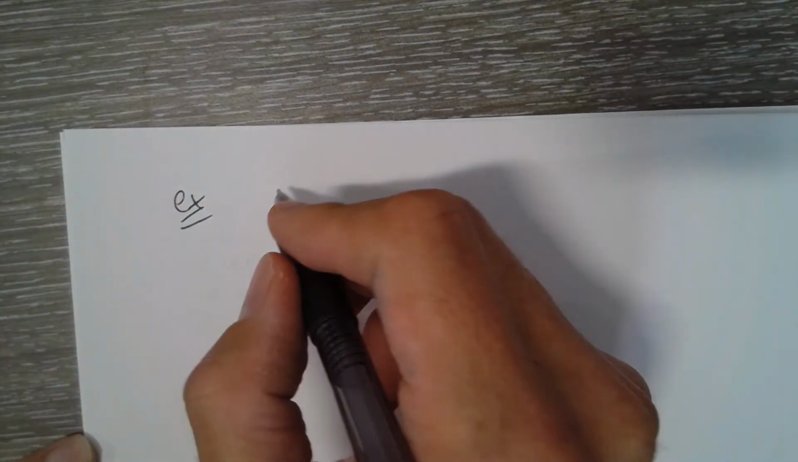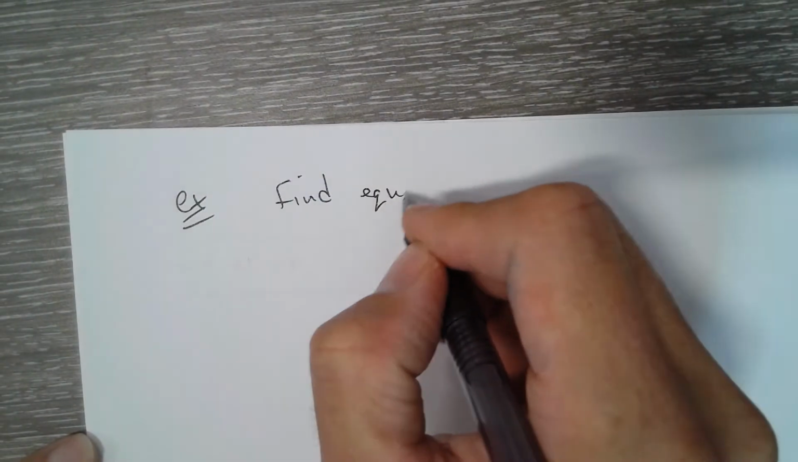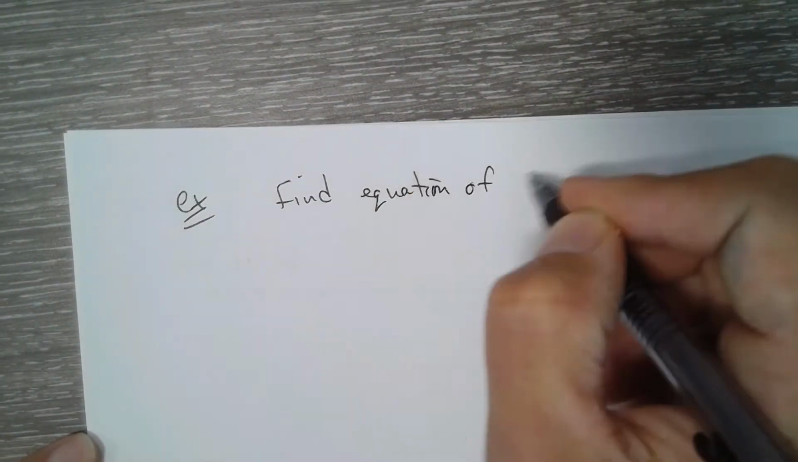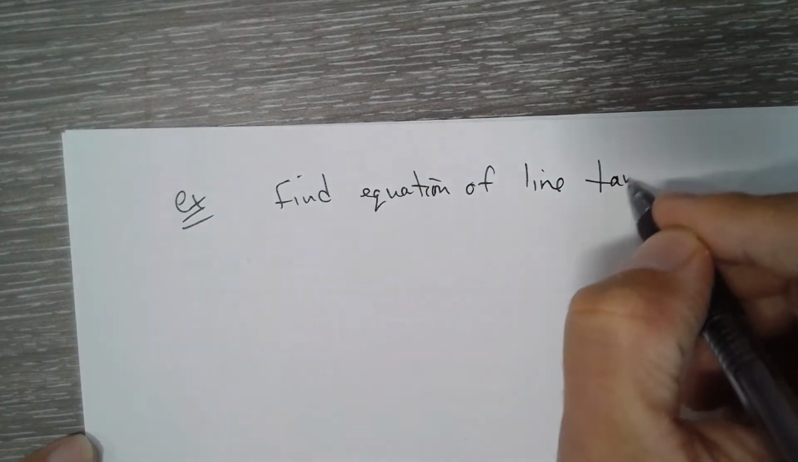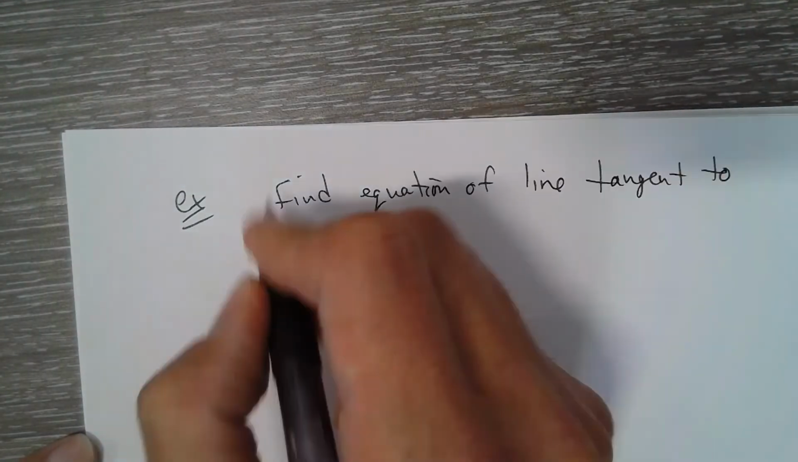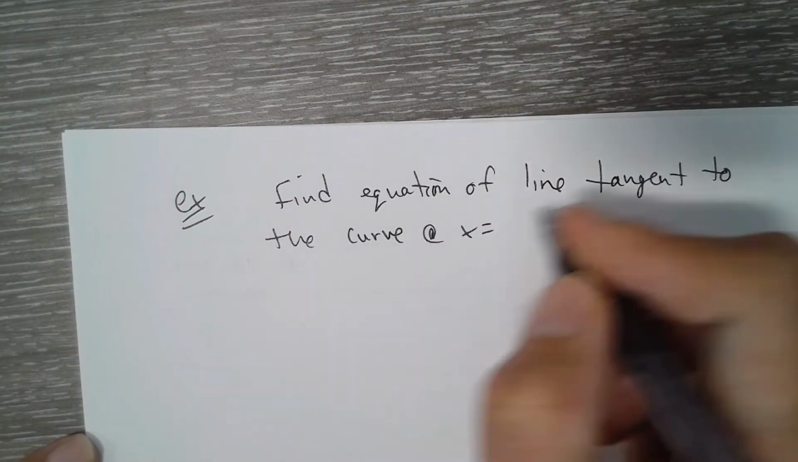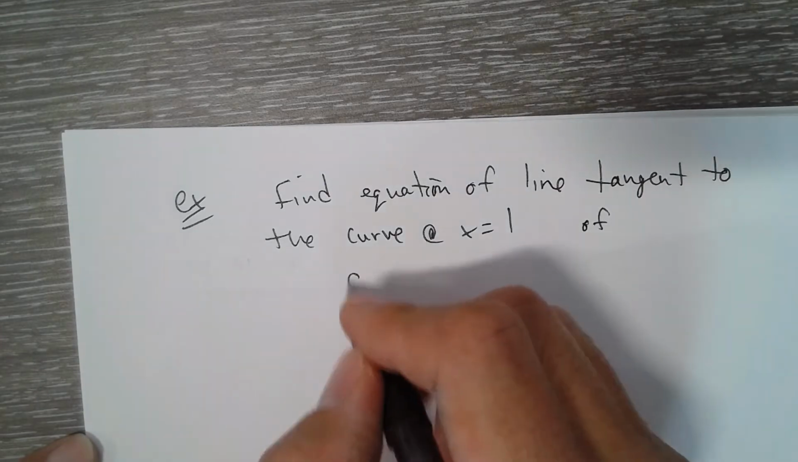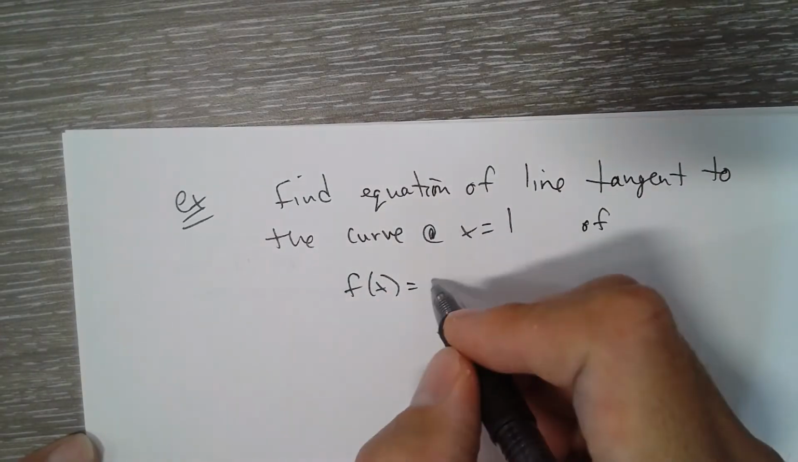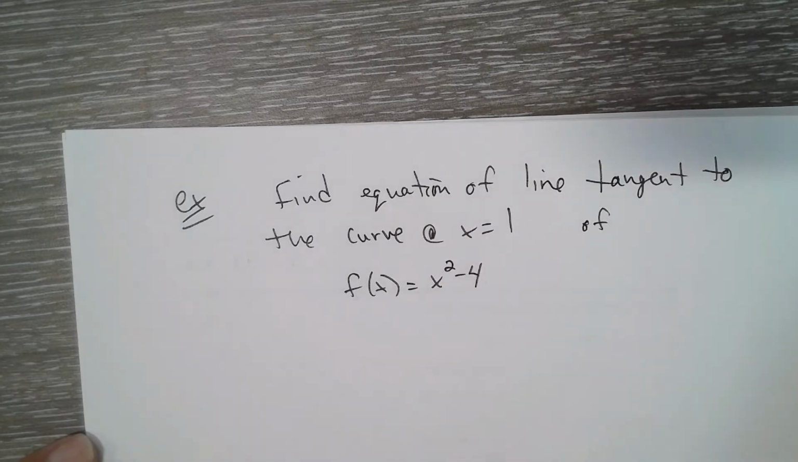All right, so definition of derivative. I'm just going to do another example. The question is, find the equation of the line tangent to the curve at x equals 1 of, I'll just do x squared minus 4.